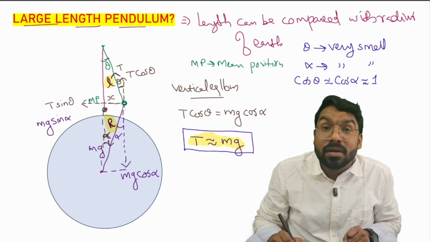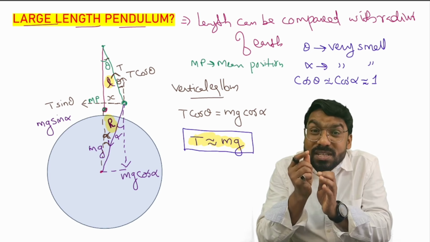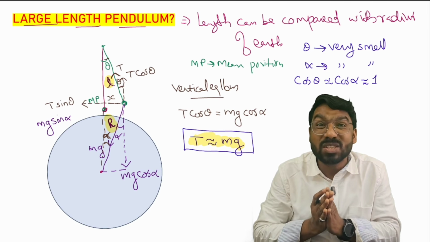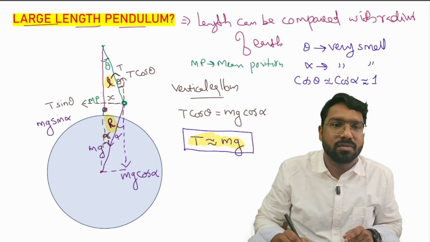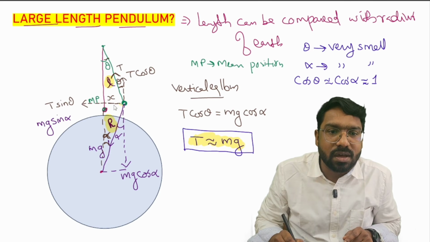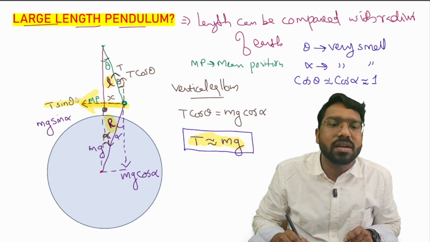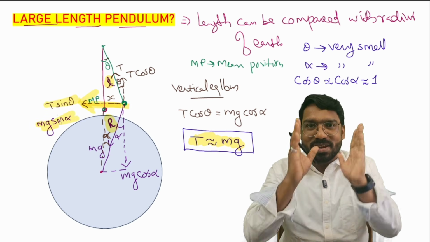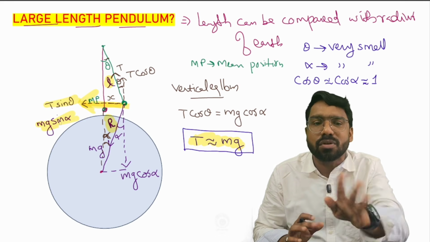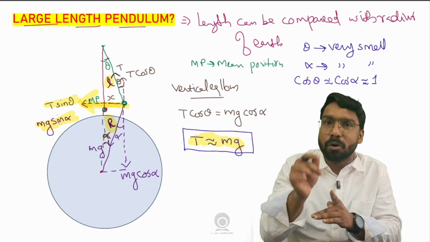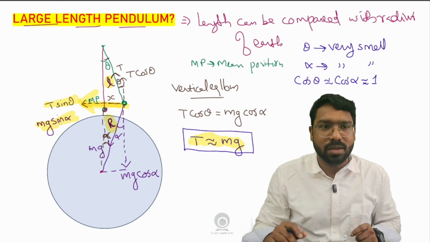And here, for a body in SHM, there should be a force acting towards the mean position, a restoring force. The forces acting in the horizontal direction towards the mean position are T sin theta and mg sin alpha. These two forces are the reason for the bob going back towards its mean position. Actually, the two forces are the reason for simple harmonic motion.